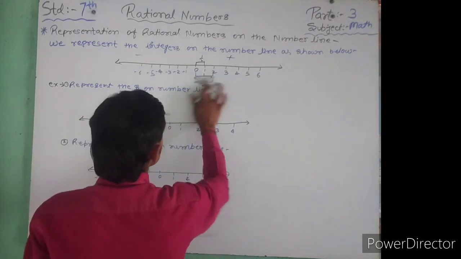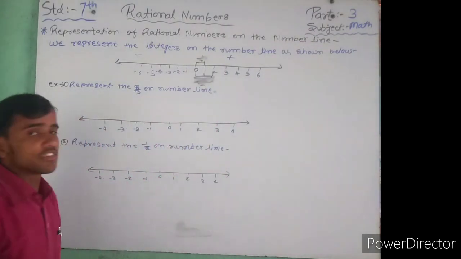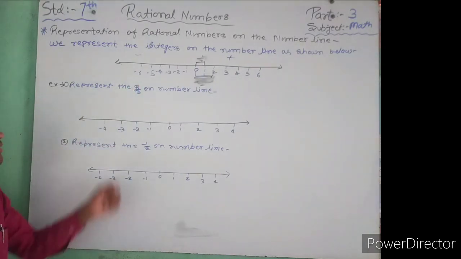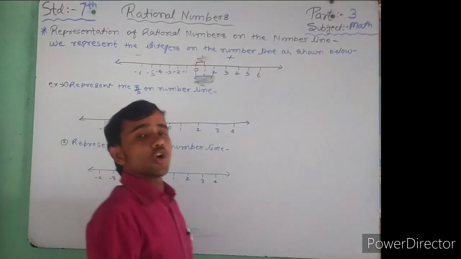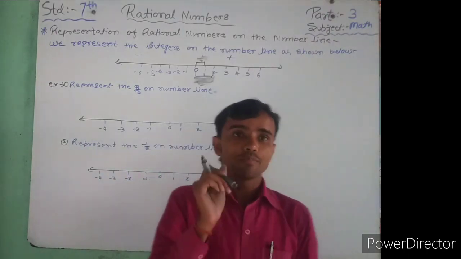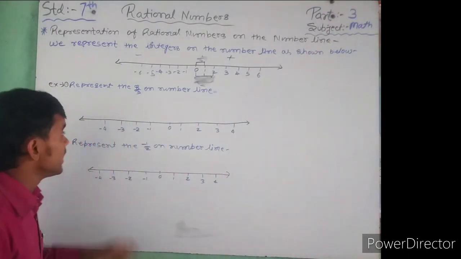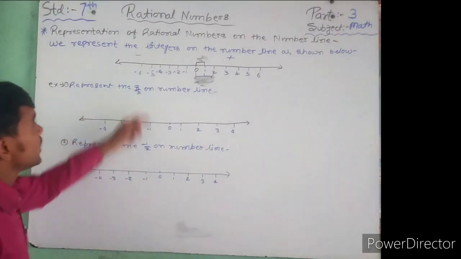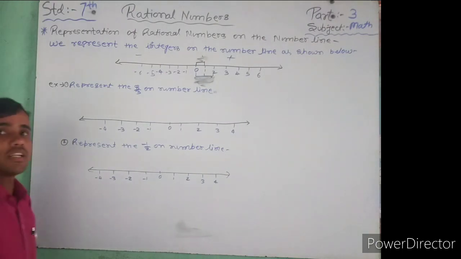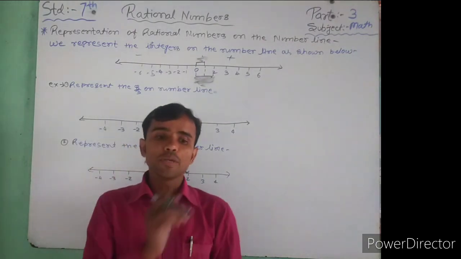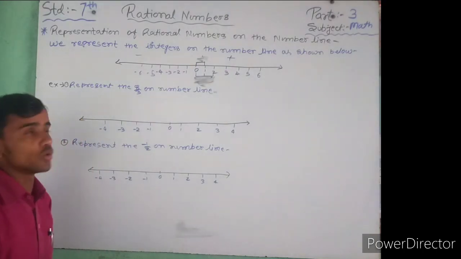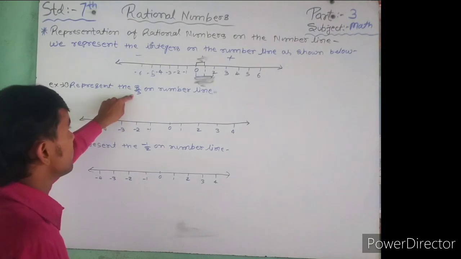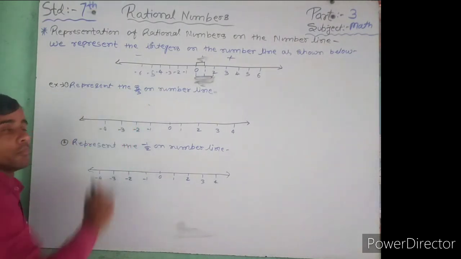Next, here is your question. Example: represent 8 by 3 on the number line. How do we represent 8 by 3? First, convert it into a mixed fraction. How do we convert? You divide the numerator by the denominator, and after that you get your mixed fraction.